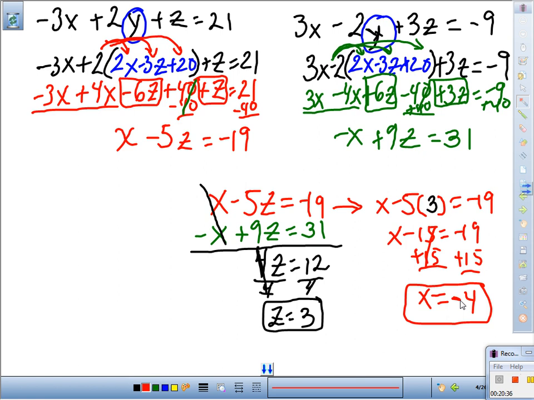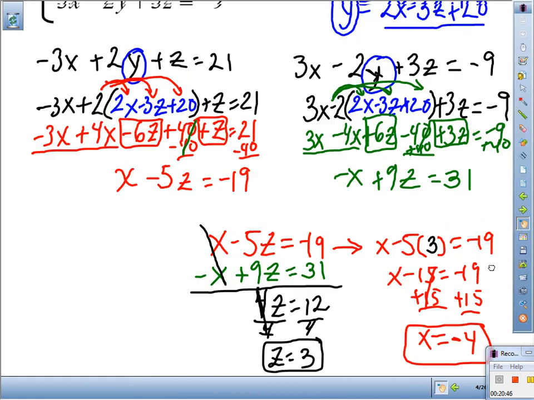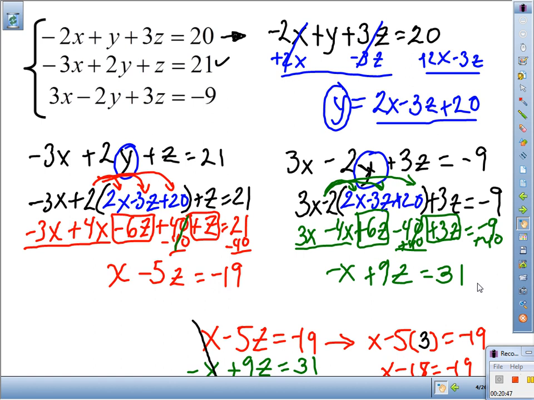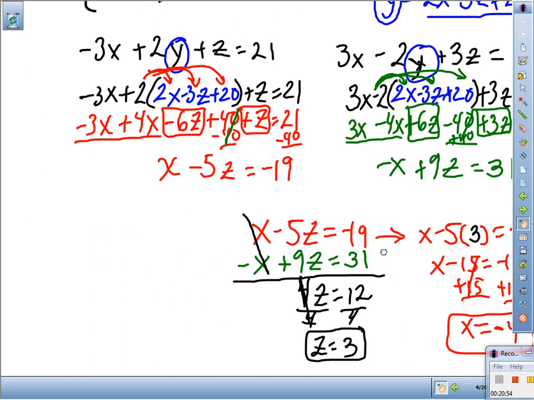How are we doing up to right there? How many variables have we solved for already? 2. Which one are we missing? The y. Let's see. Let's go back up. Do we have anything that has y equal to something? Yeah, look at that equation. Don't we have this one? Yeah, so let's write it over here on the side.